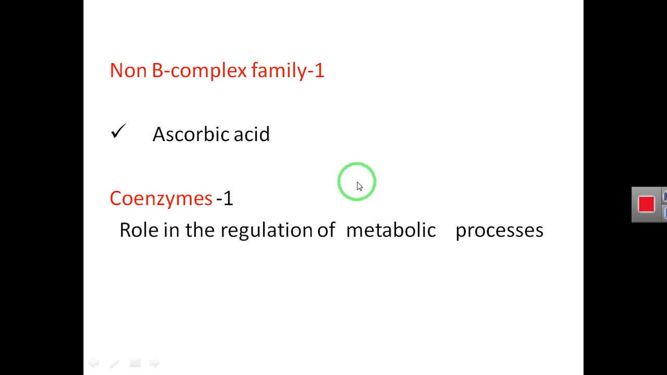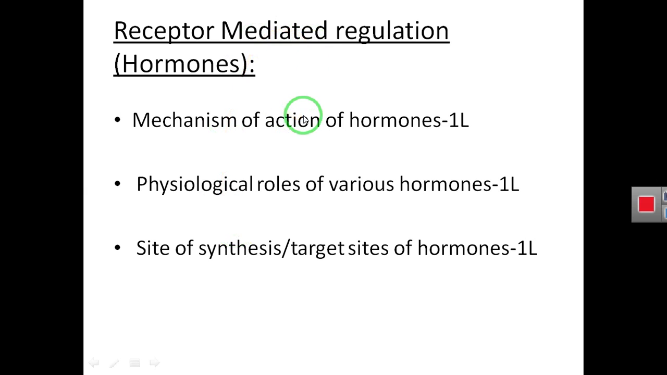And then we will be moving towards studying about a non-B complex family vitamin, that is ascorbic acid. We will complete the role of ascorbic acid in one lecture, and then we will be completing coenzymes. Some vitamins also act as coenzymes, so we will complete the role of these coenzymes in the regulation of metabolic processes. We will complete this topic in one lecture. Then we will be moving on to study receptor mediated regulation.